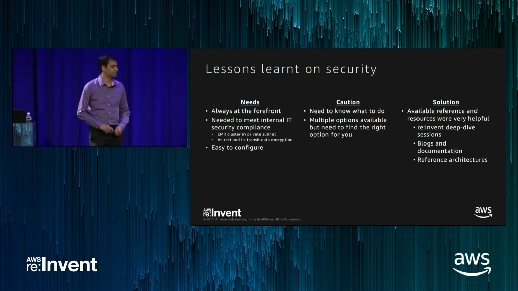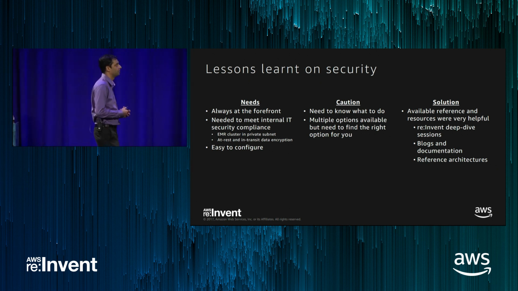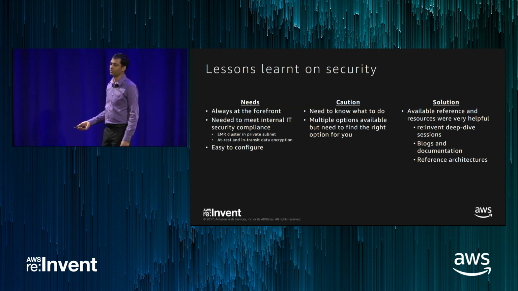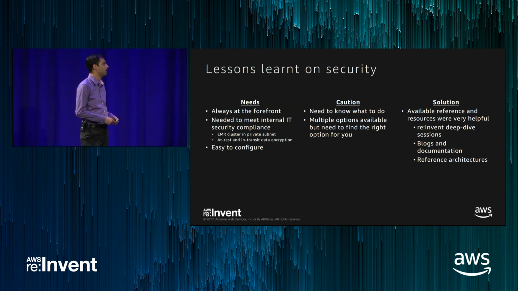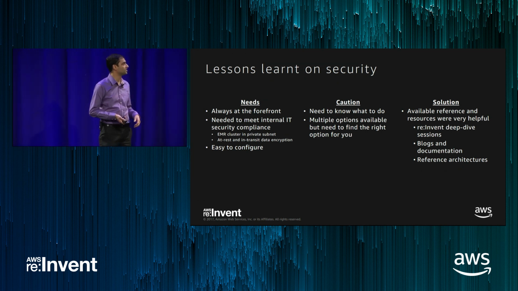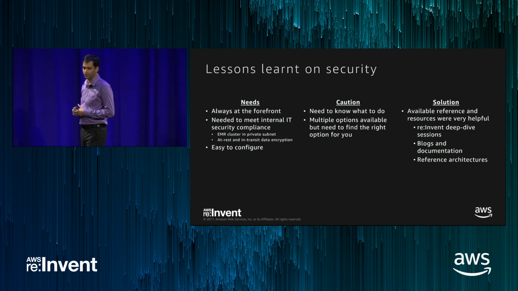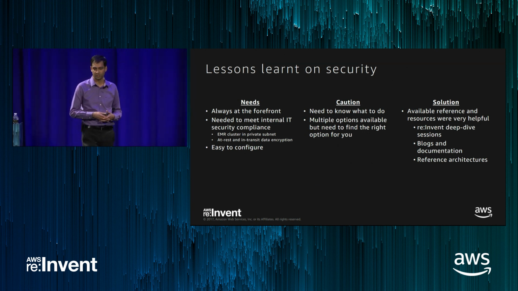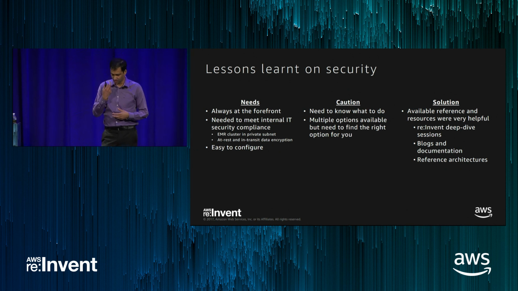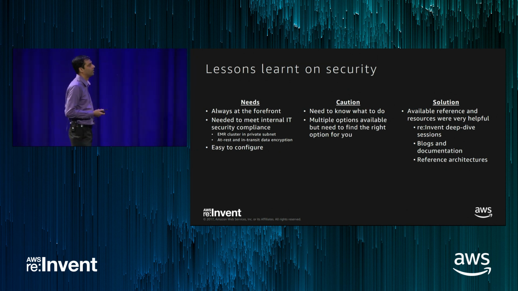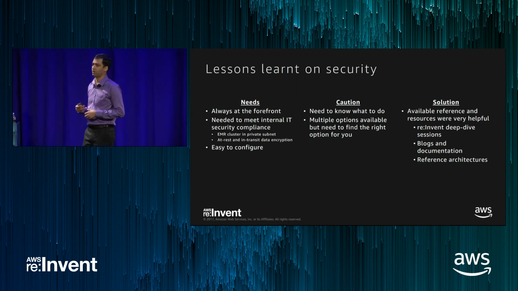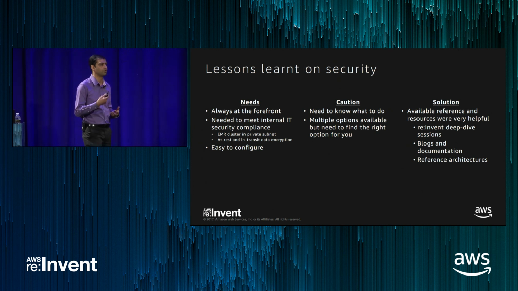As always, security is important and always at the front. We needed to meet some of the internal IT security compliance, such as EMR has to be in private subnet, data encryption at rest and in transit. One of the things that we want to caution is that there are multiple options available. For example, how you set up VPC with public-private subnet, how you do security groups, inbound, outbound rules, encryption policies, and even IAM policies to control the access. But you need to know the options that you need for your work.